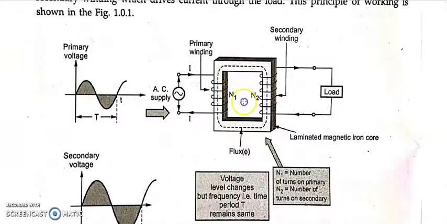So this is the construction of your single phase transformer. You can see this is the primary circuit and this is the secondary circuit, and the primary circuit is made up of N1 number of turns and the secondary circuit is made up of N2 number of turns. AC supply is given to the primary winding and the load is connected to the secondary winding. So this is the general construction.